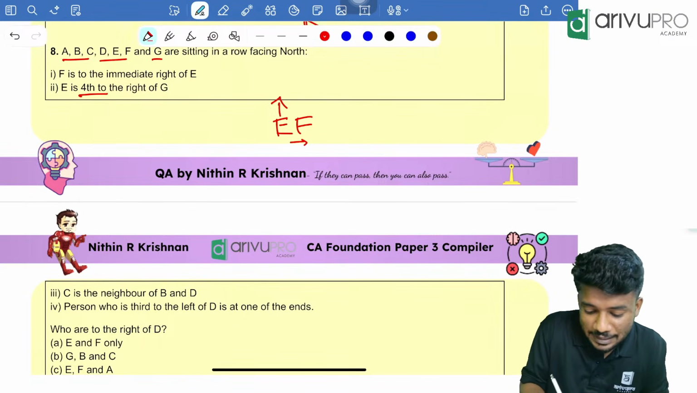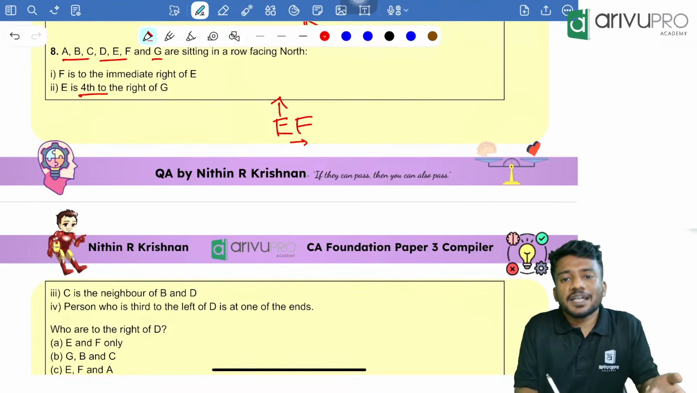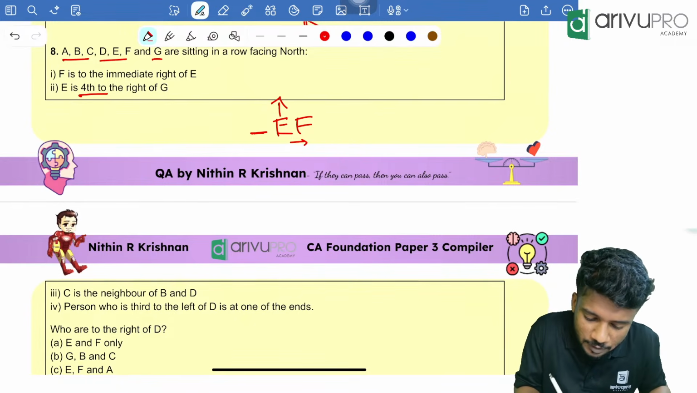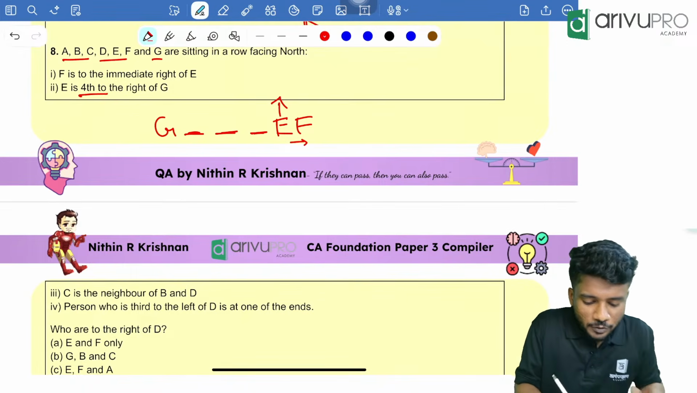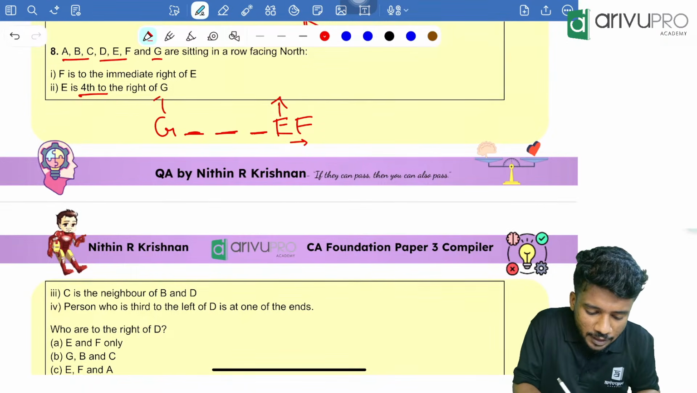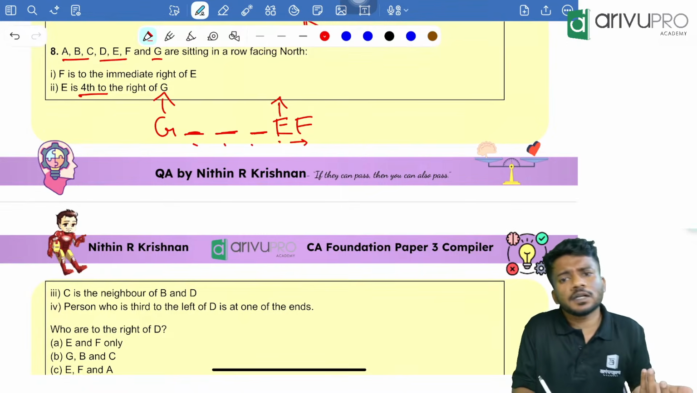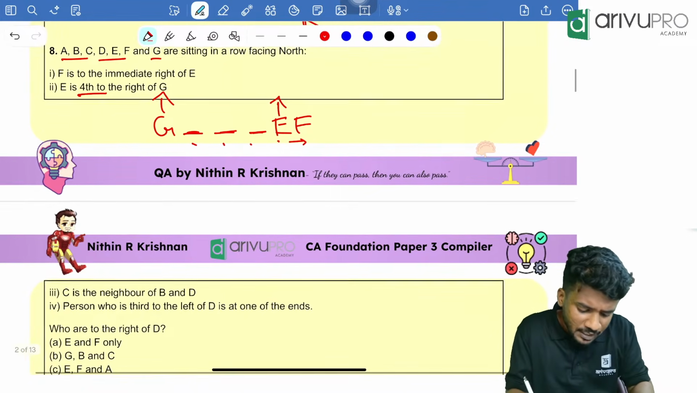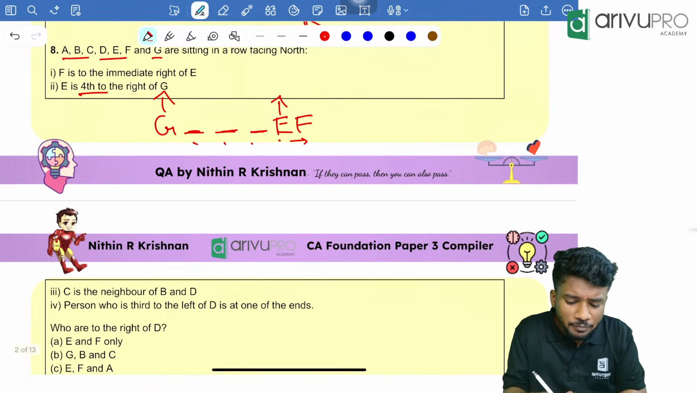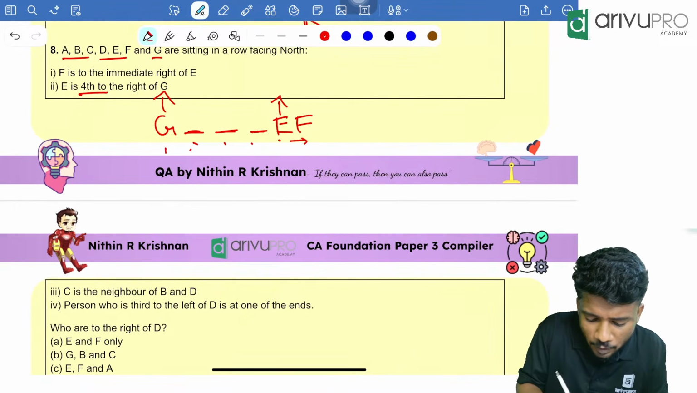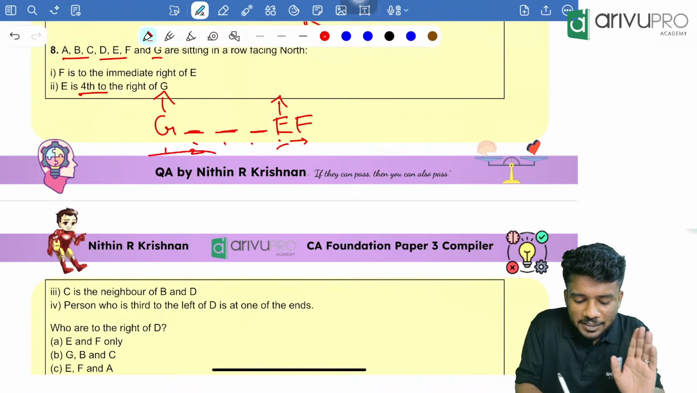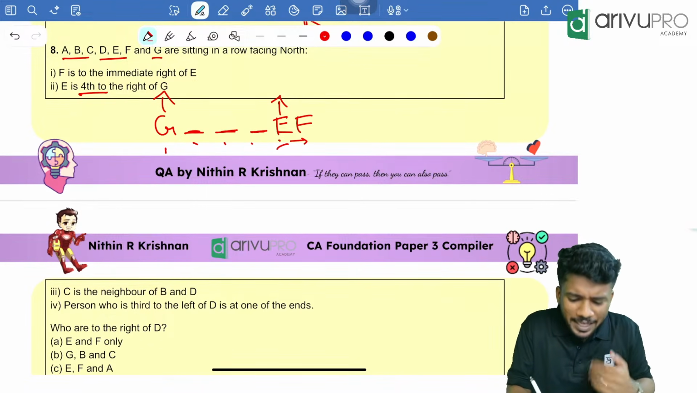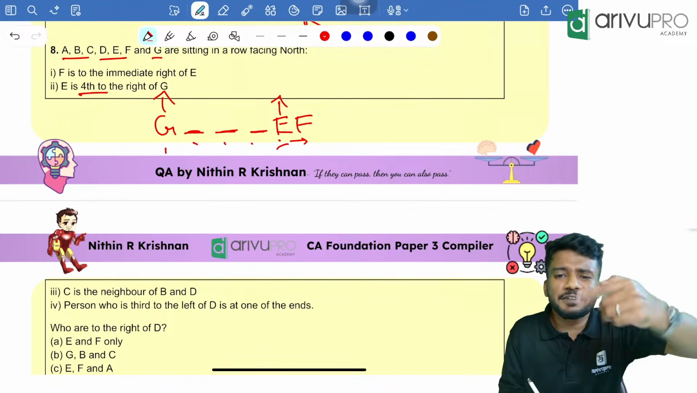That means G will be over where? 4th to the left of E. 1, 2, 3, 4. So E is 4th to the right of G. Correct. Then what is given? C is a neighbor of B and D. Now how many people are there? 1, 2, 3, 4, 5, 6. That means total 6 people can sit now. Now my question is, in total how many are there? Only 7 people are there.